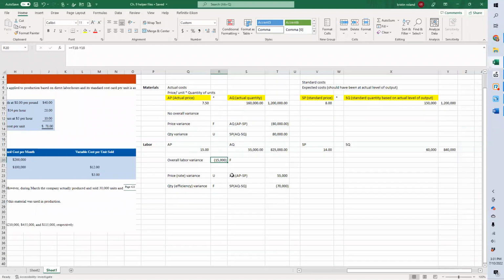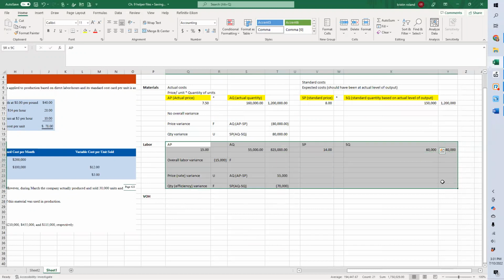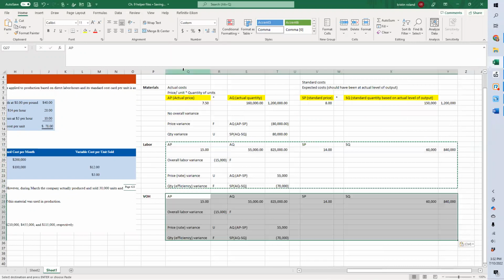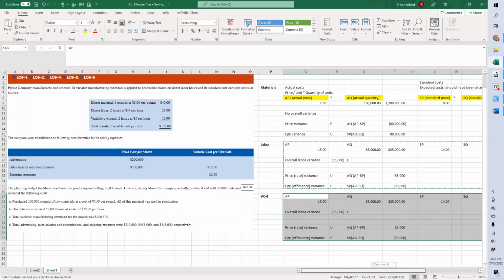Okay. And then finally, we get to variable overhead. And we are going to do the exact same thing. So I'm just going to copy all of this, knowing that I have to change some numbers here. Okay, so again, we want the price and quantity variance.